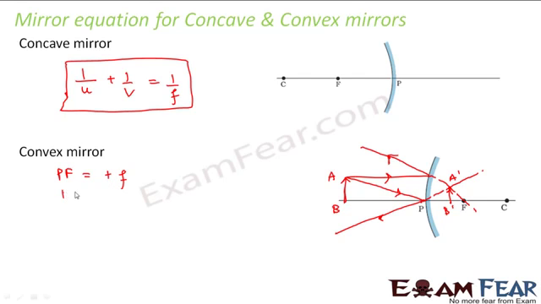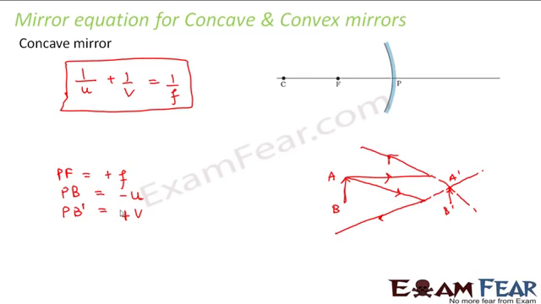In this case, what is my object distance? That is PB. So in this case, PB is equal to U in negative because it is on the left side of the pole. What about the image distance? It is PB dash, which is V positive. Right? In concave mirror, U, V, F, everything was negative. But in case of convex mirror, here you see that image and focal length, they are on the right hand side of pole, so they are positive.